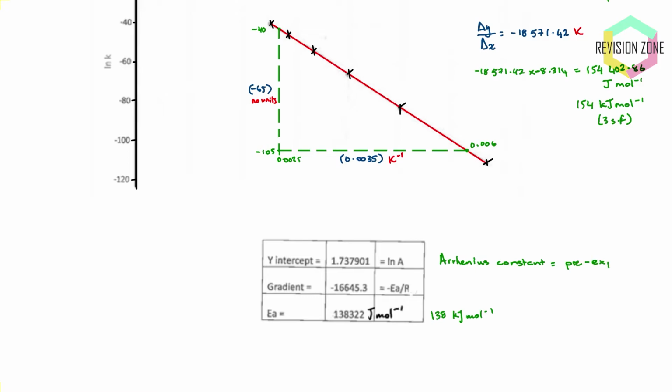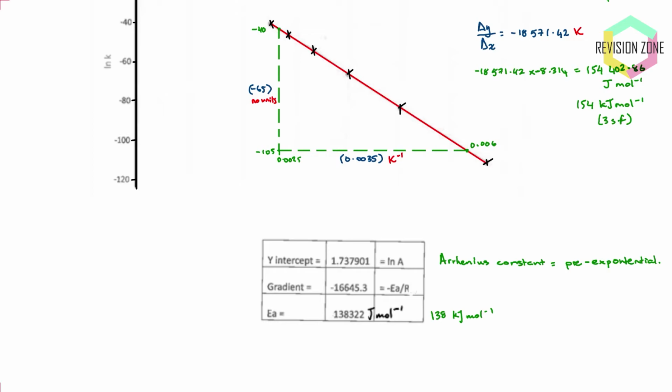Now you can see from this graph, I haven't taken the line of best fit to the y-axis, but this is the y-intercept given by the actual answers. It's 1.74 roughly. There is one way I can work this out where I don't need to worry about the y-intercept, which I'll show you in a moment.